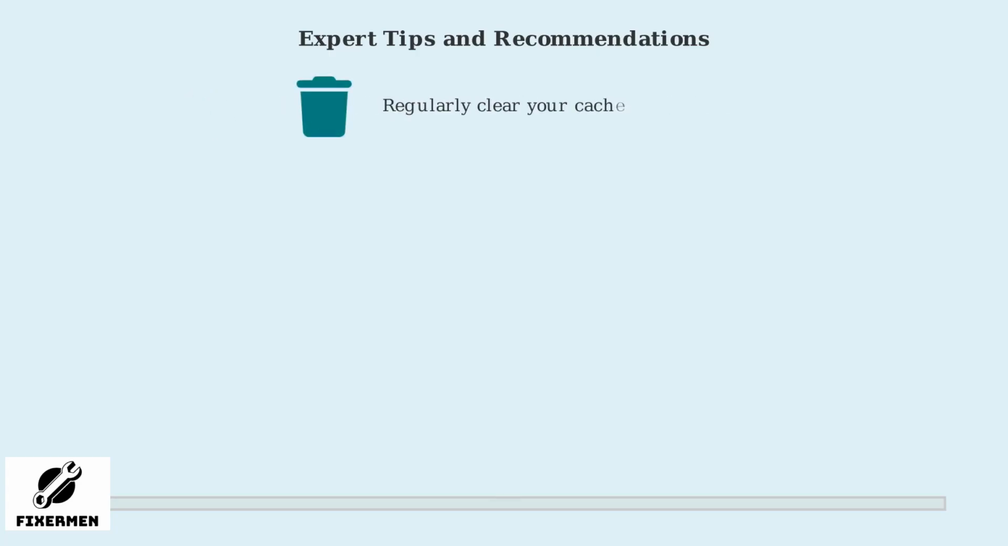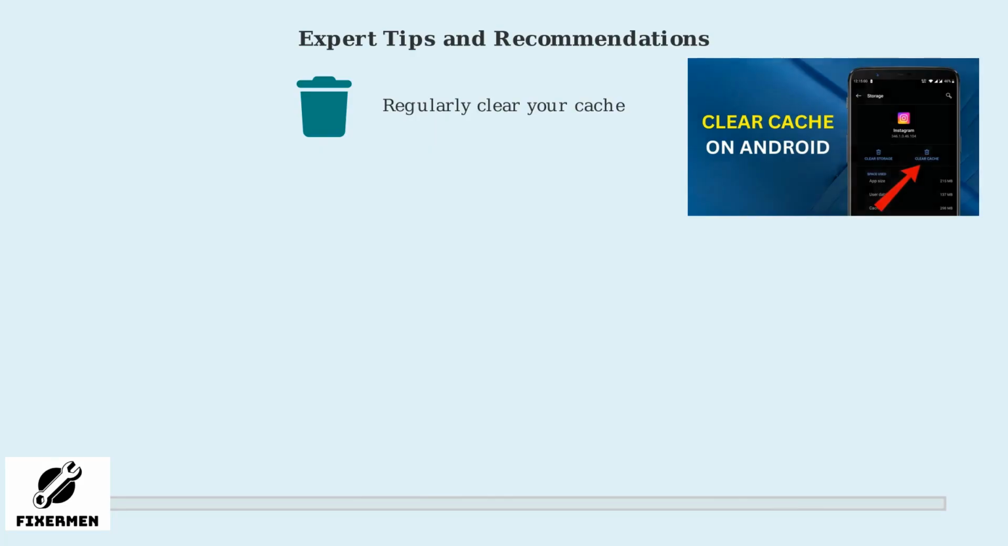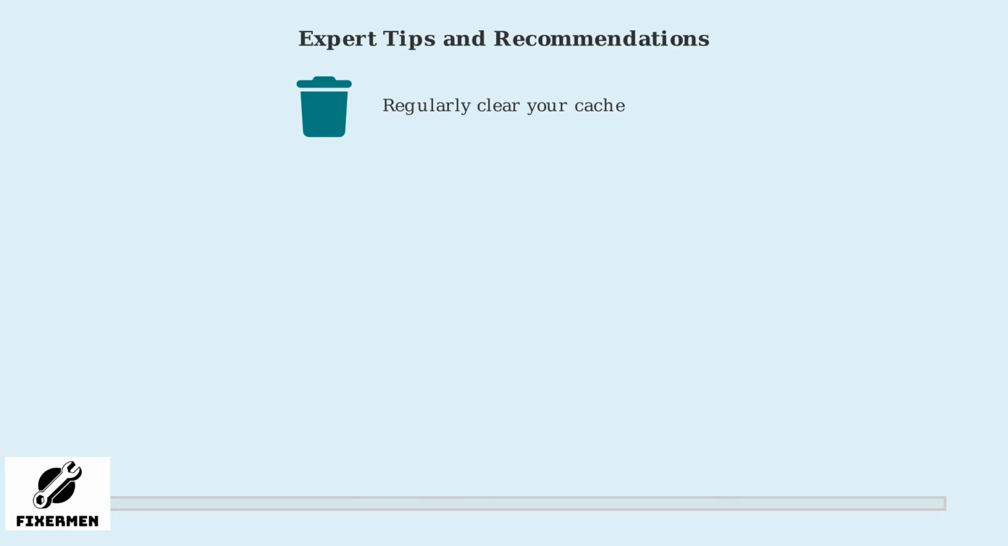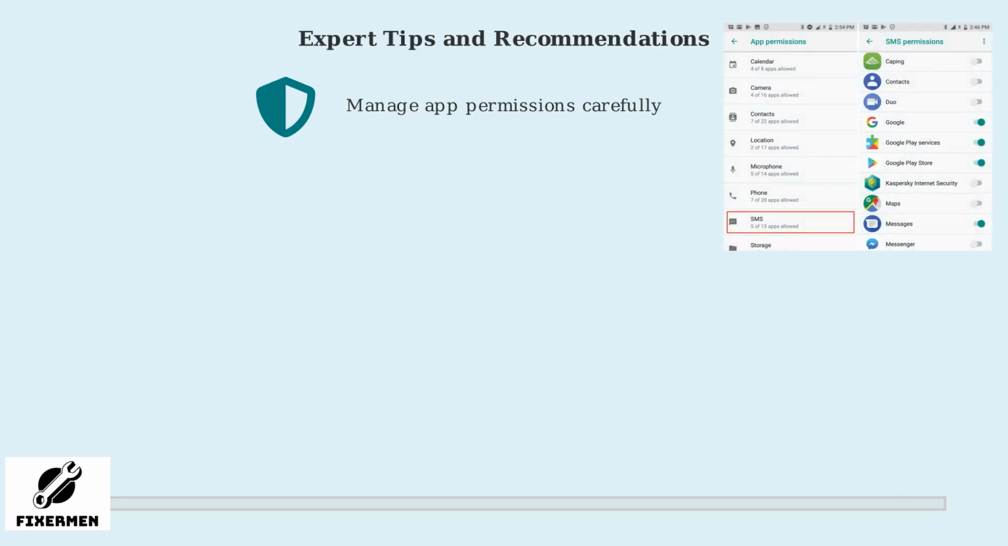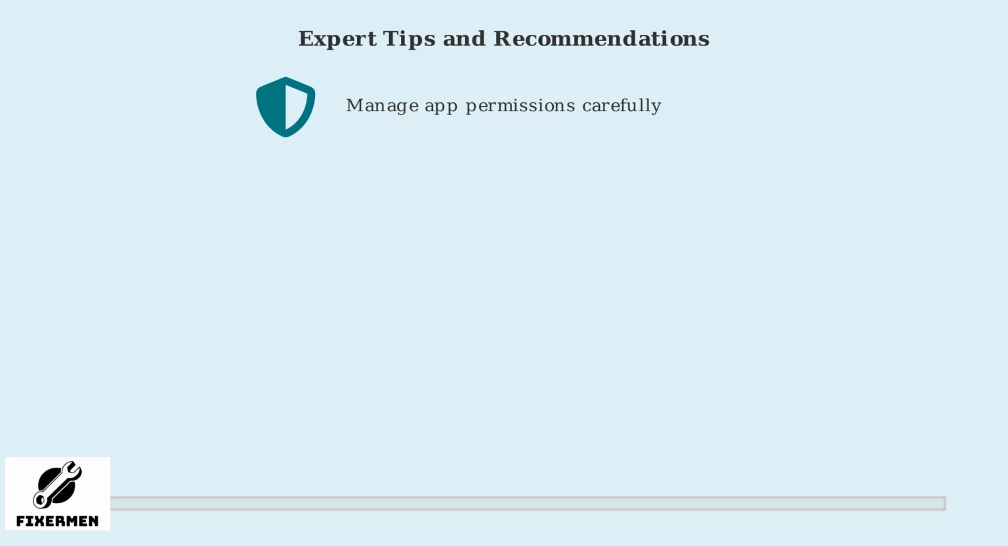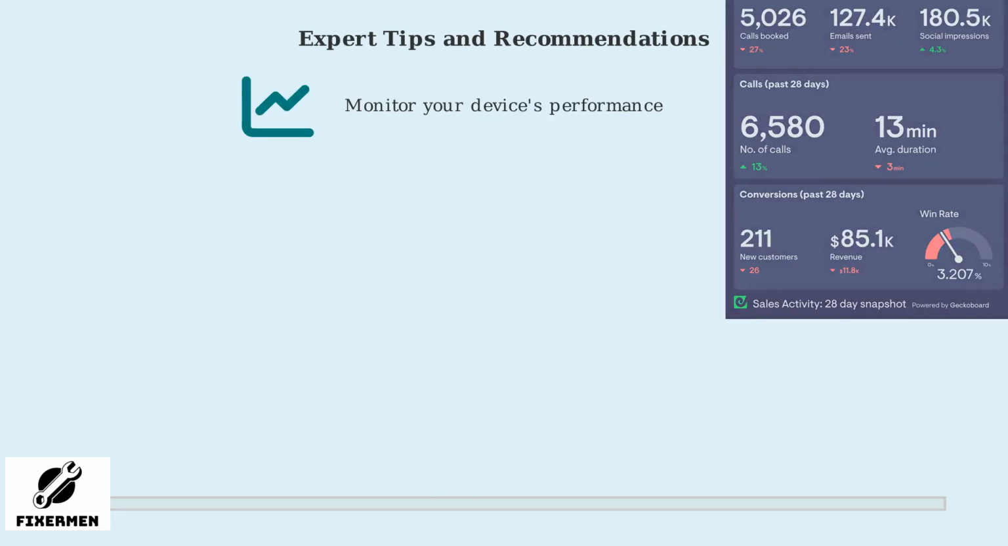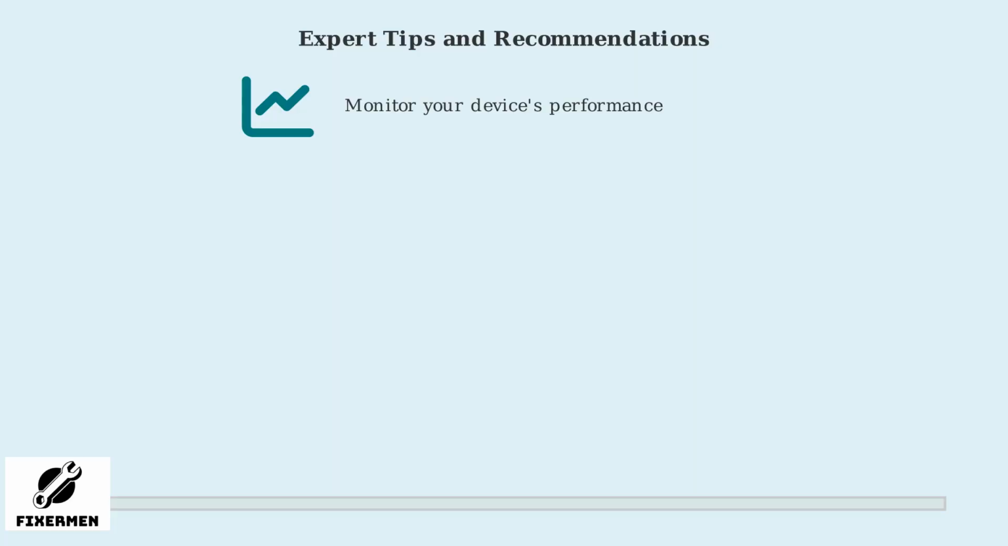Regularly clear your cache to free up memory and resolve performance issues. Cache data can accumulate and cause the app to slow down or crash. Manage app permissions carefully. Ensure Outlook has access to necessary features like notifications and storage, but review permissions regularly for security. Monitor your device's performance. Check for low memory or battery issues that could affect Outlook's functionality. Regular maintenance keeps everything running smoothly.